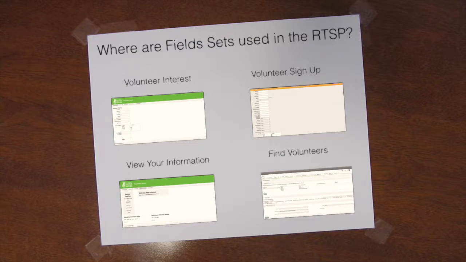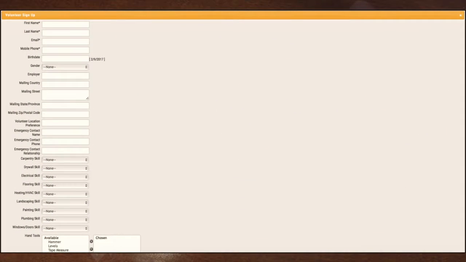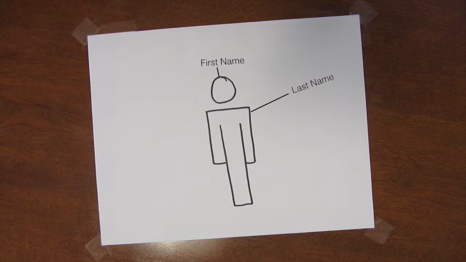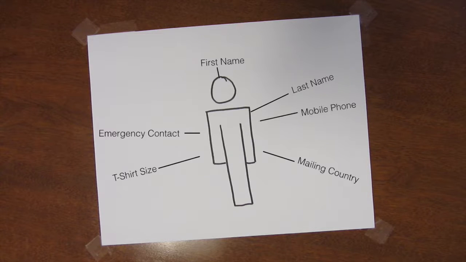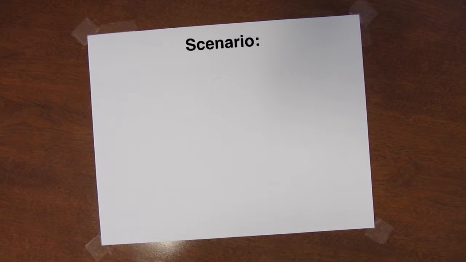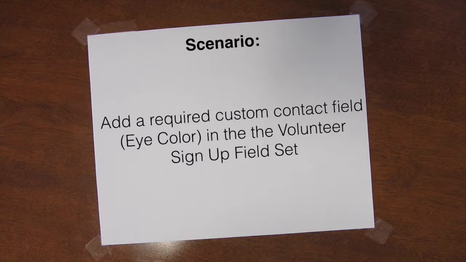For the remainder of this video, we're going to focus on adjusting this volunteer sign up form. Right now, my sign up form is situated to collect a lot of data on our volunteers registering. However, I would like to add a new field for eye color. So for this scenario, we'll be walking through the process of adding a new custom field to my volunteer sign up form on the Volunteer Center.